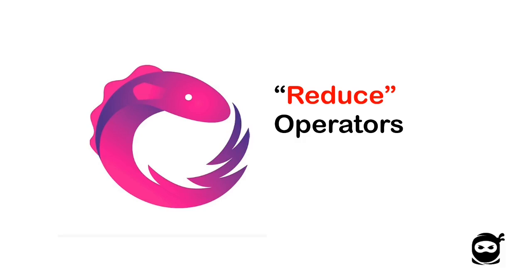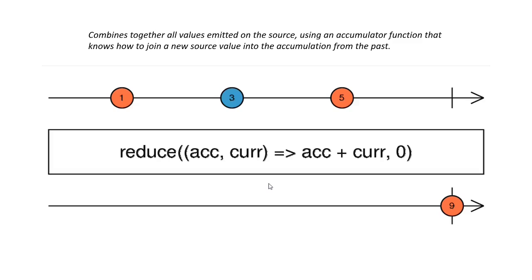In this video, we are going to learn about the reduce operator. This is the last operator from the mathematical category. In previous videos, we have seen the max, mean and count operators. So let's look at the reduce operator. The reduce operator is used to accumulate the result from the source observable and produce a single value as output. Okay, so let's see the marble diagram for this reduce operator.